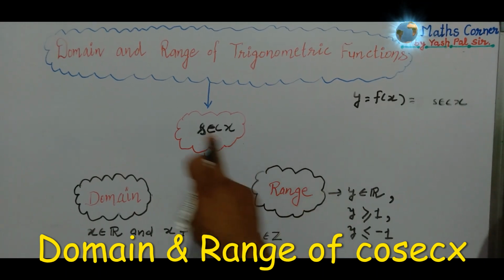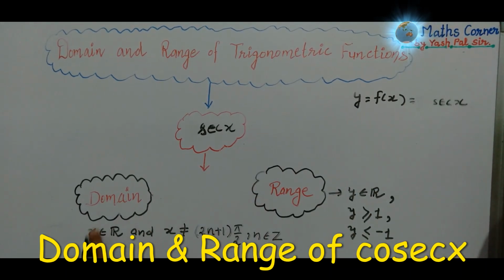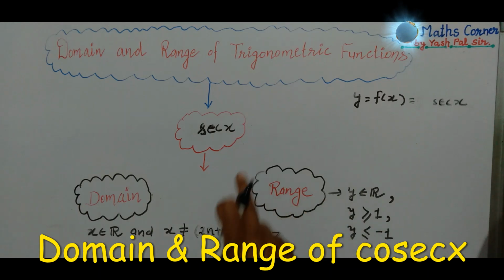If we discuss about domain and range of secant function, then domain means the value of x. X belongs to set of all real numbers except x equal to 2n plus 1 into pi by 2, because here n is integers. At this value, secant function is not defined, infinity. Similarly, range means the value of y, the set of all real numbers. Again, y is greater than or equal to 1, less than or equal to minus 1. This is the range of secant x.